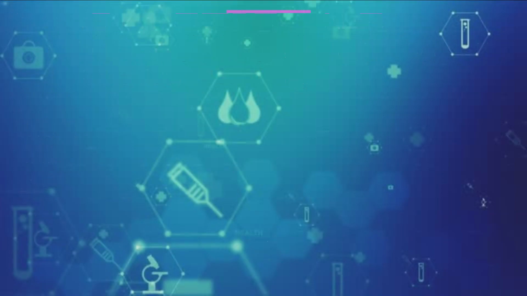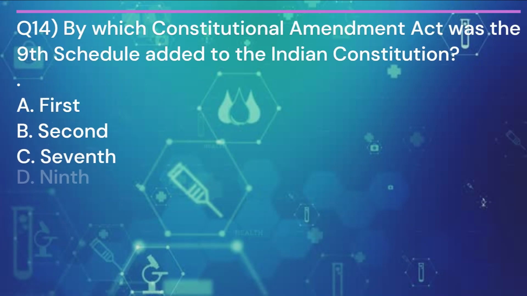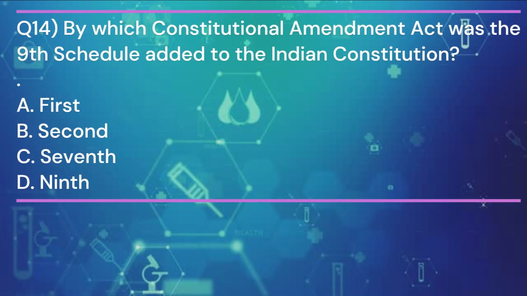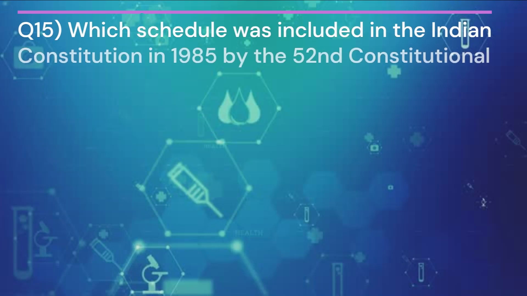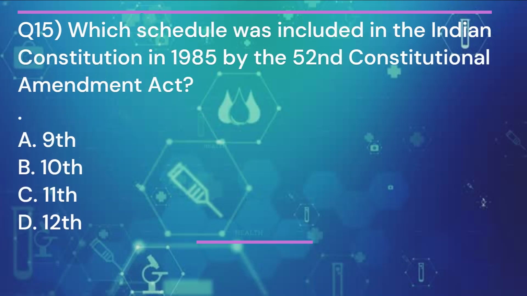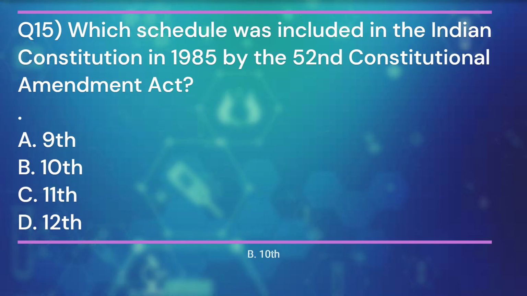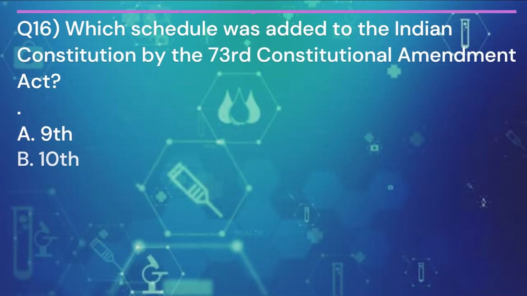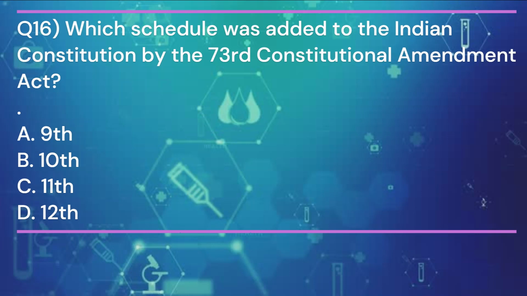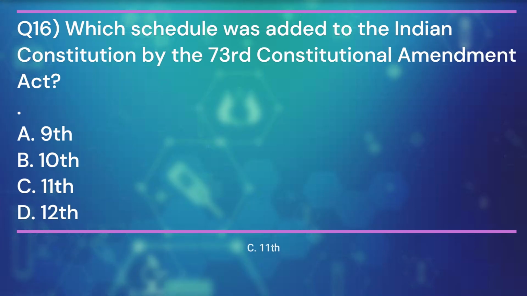8. Question 14. By which Constitutional Amendment Act was the 9th schedule added to the Indian Constitution? And the answer is A. First. Question 15. Which schedule was included in the Indian Constitution in 1985 by the 52nd Constitutional Amendment Act? And the answer is B. 10th. Question 16. Which schedule was added to the Indian Constitution by the 73rd Constitutional Amendment Act? And the answer is C.